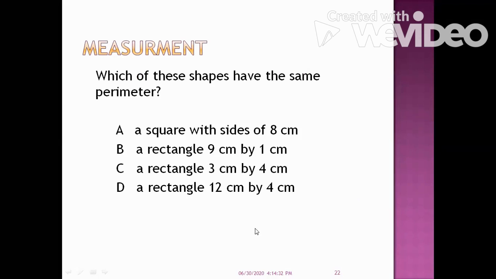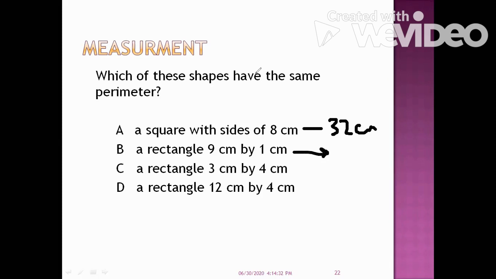Alright, so it says which of these shapes have the same perimeter? Alright, so all we need to do is to find the perimeter of all these shapes. Alright, and both of them are equal, but we're not sure which one. Alright, so a square with sides of 8. So that's 8 plus 8 plus 8 plus 8, or 4 times 8, which is what? 32. So the perimeter of A is what? 32 centimeter.